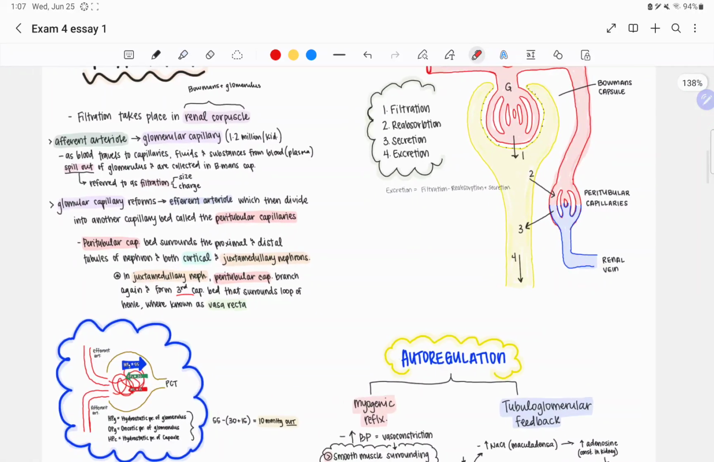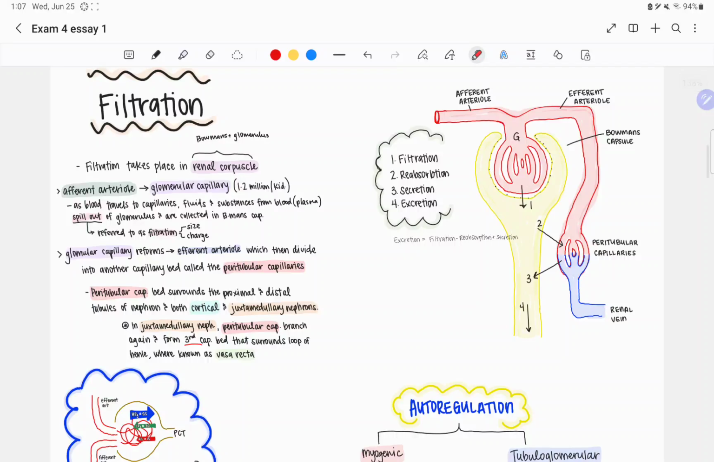Now we're going to talk about filtration. Again, I kind of like drawings, but I know some people really like writing as well. So I'm going to talk about this really quick. This is Bowman's capsule. Okay, we talked about it up there a little bit, but it's basically a cup or a sac that catches the filtrate, right? And the filtrate is coming from the glomerulus, which is right here. Okay, and these two together are known as the renal corpuscle.